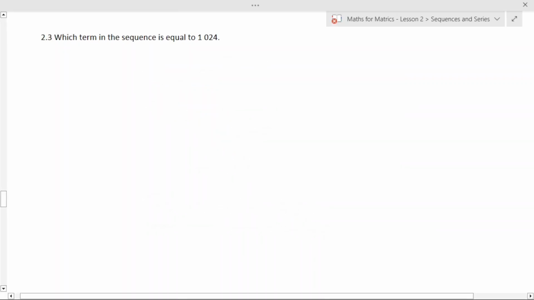(2.3). Which term in the sequence is equal to 1024? In order for us to solve this problem, we have to substitute Tn with the given value of the term we are looking for. Our nth term is Tn is equal to 2 to the power of 3n minus 2. The value given to us is 1024. So 2 to the power of 3n minus 2 is equal to 1024.